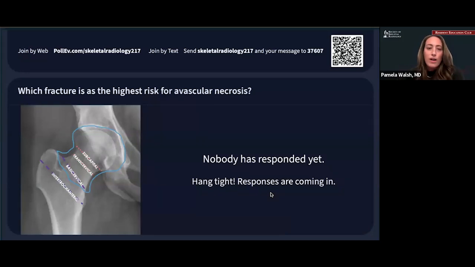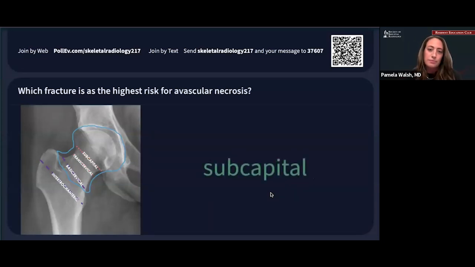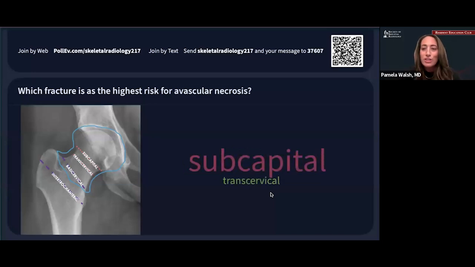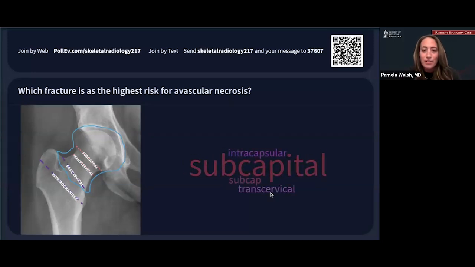So looking at these fractures, you can type in which of these levels do you think would be at highest risk for avascular necrosis if it was fractured? Okay, good. It looks like subcapital is going to be the one. Excellent. So subcapital.